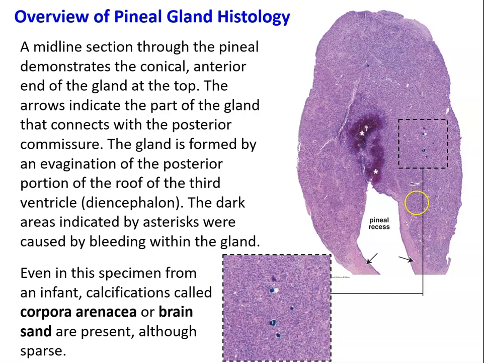Even though this specimen is coming from an infant, it still has these dark calcifications, which you can see at a little higher mag here. These are called corpora arenacea, or brain sand. And these are going to be diagnostic when you ID this thing. So keep an eye on those.